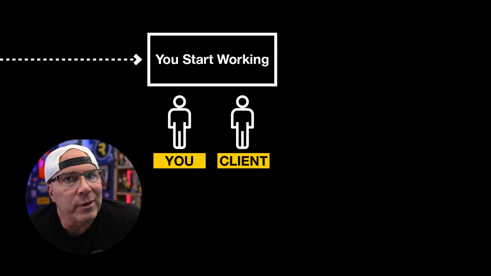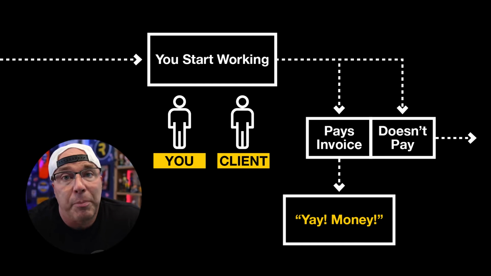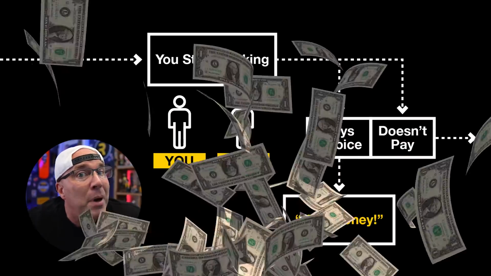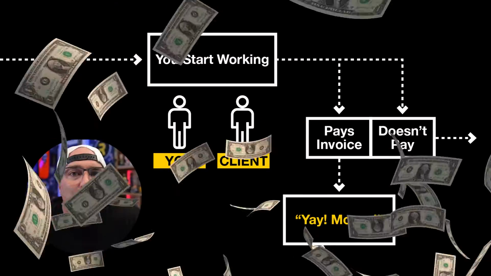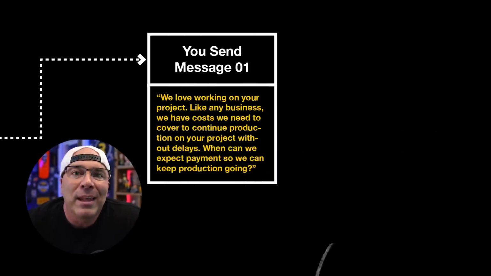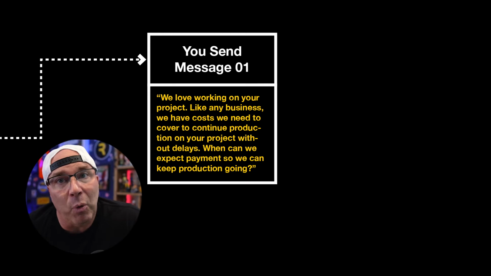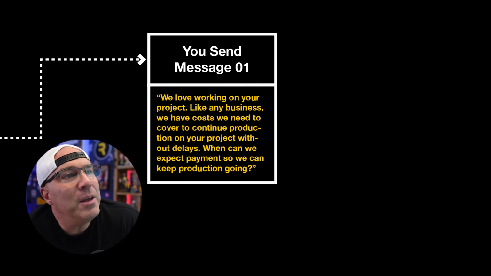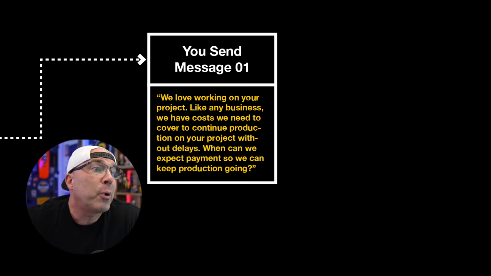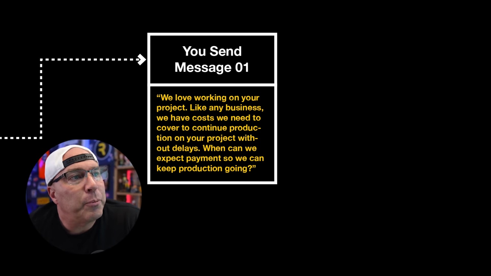Now, one of two things is going to happen. The client is either going to pay the invoice and then it's like, yay, money, or they're not going to pay the invoice. And then you do this. You send message number one, and message number one goes like this. We love working with you on this project. Like any business, we have costs that we need to cover to continue production on your project without delays. When can we expect payments so we can keep production going?